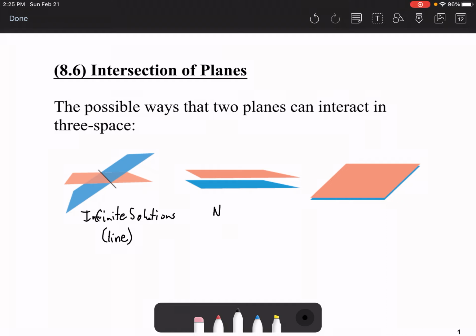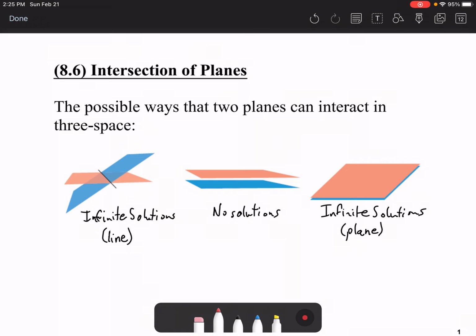You can have no solutions, because the both planes do not actually intersect, they're parallel to each other. Or you can have infinite solutions, because the two planes are exactly the same, and therefore form a plane.